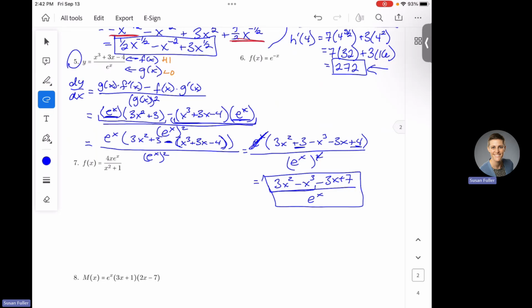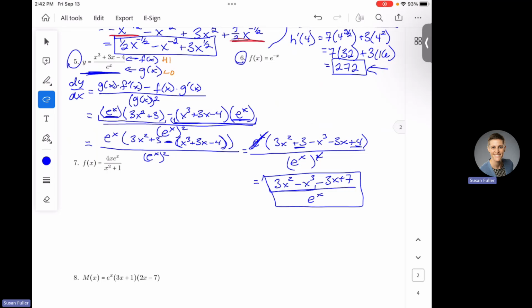And that is our final answer. That is our dy dx for this original fraction function. That's the quotient rule. You can use that anytime you have a function with something with x's in it divided by something with x's in it.